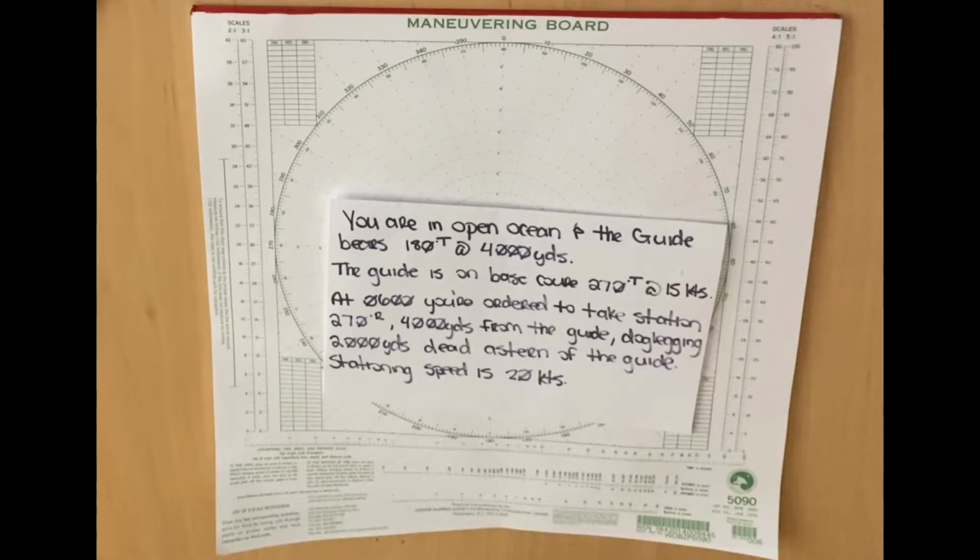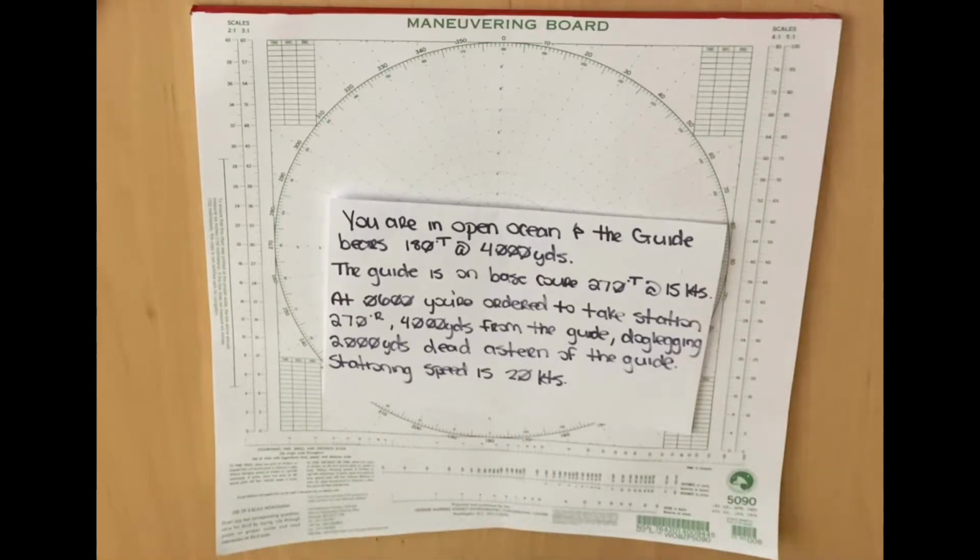You are in open ocean and the guide bears 180 degrees true at 4,000 yards. The guide is on a base course of 270 degrees true at 15 knots. At time 0600, you're ordered to take station 270 degrees relative, 4,000 yards from the guide, doglegging 2,000 yards dead astern of the guide. Stationing speed is 20 knots.